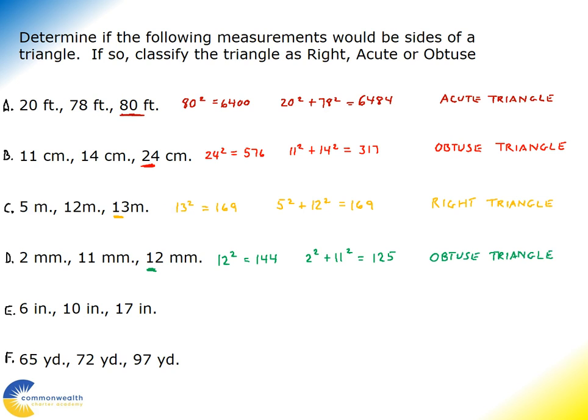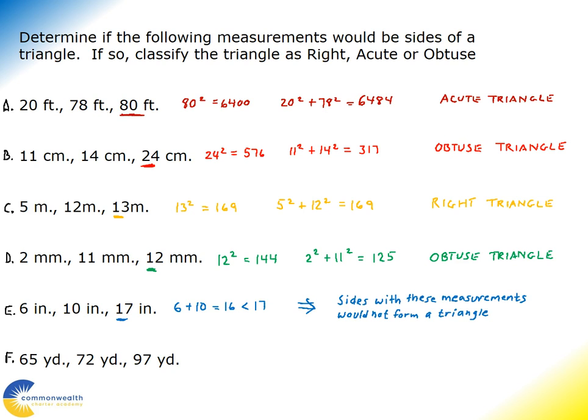When I deal with 6, 10, and 17, 17 is the bigger side. When I add 6 and 10 together, I get 16, which means I have two sides of the triangle adding up to be smaller than the third side. That can't happen inside of a triangle, so this triangle doesn't even really exist.